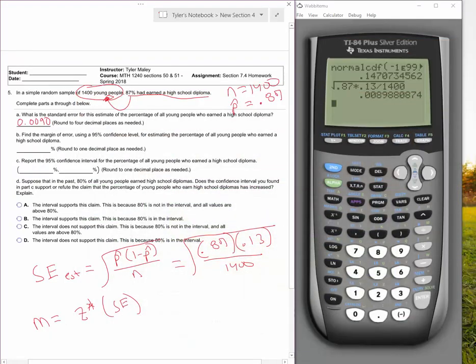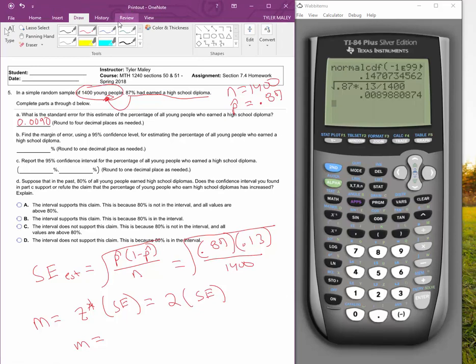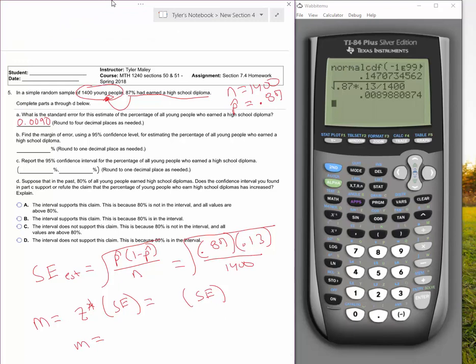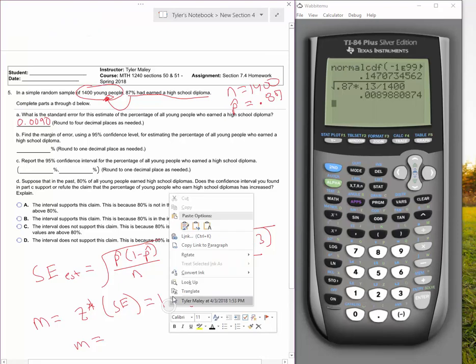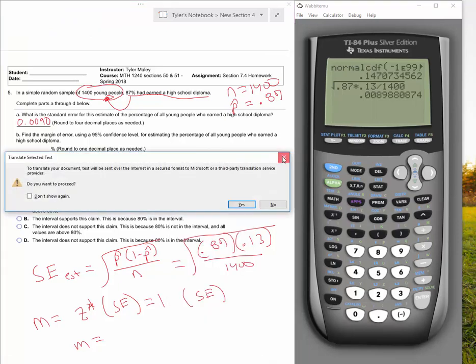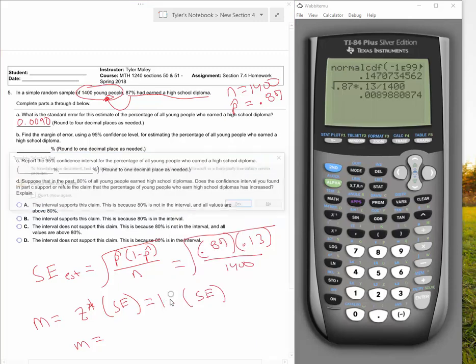So what we would do is take 2 times my standard error, and that will give me my margin of error. In other words, to find m, I wrote 2, but we don't want to use the approximation. We want to use 1.96. I had 2 on my brain because I was trying to relate it to what we did before. So 1.96 times the standard error.